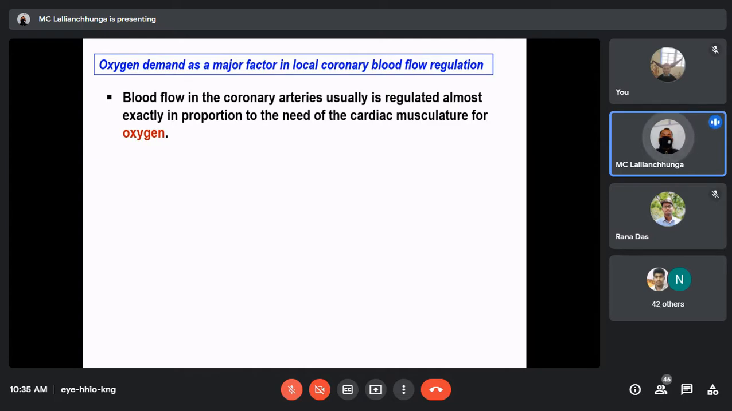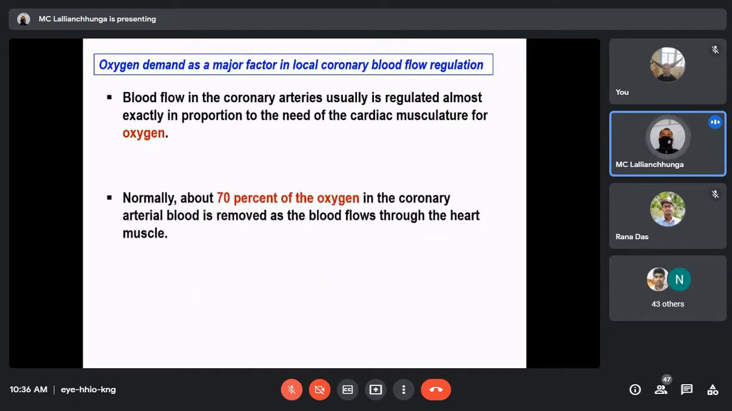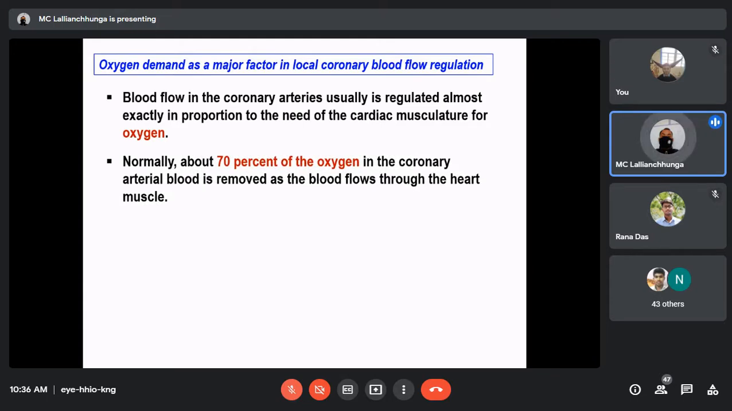Blood flow in the coronary arteries usually is regulated almost exactly in proportion to the need of cardiac musculature for oxygen. This I've already repeated so many times. When there is increased activity by a particular tissue like cardiac muscle or skeletal muscle, it means there is increased demand for oxygen. Increased demand can be met with what? Increased blood flow. When there is increased blood flow, more oxygen can be delivered to the tissue. Normally about 70% of oxygen in the coronary blood is removed. I already told you 70 to 75% is extracted.